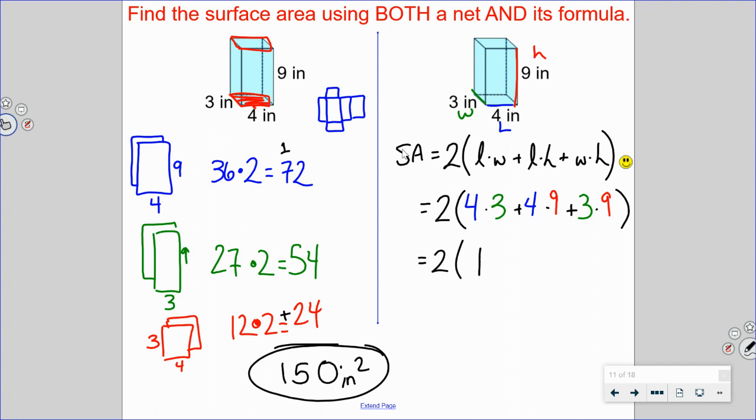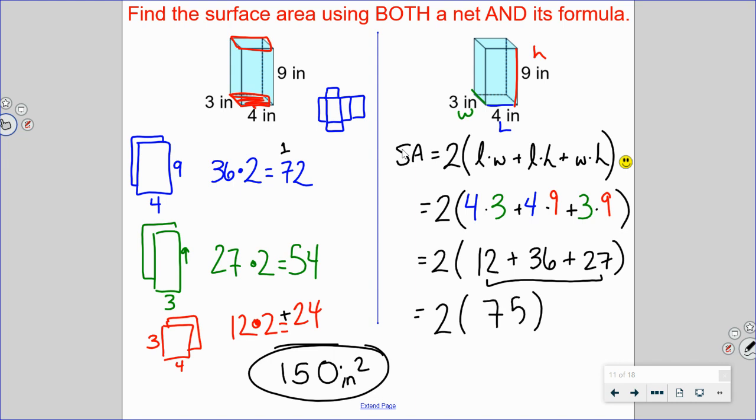These numbers will look familiar. 4 times 3 is 12. 4 times 9 is 36. 3 times 9 is 27. But now I'm actually going to add up the pieces before I double it. 10, 40, 60, 73, 75, and perhaps not surprisingly, same exact answer.